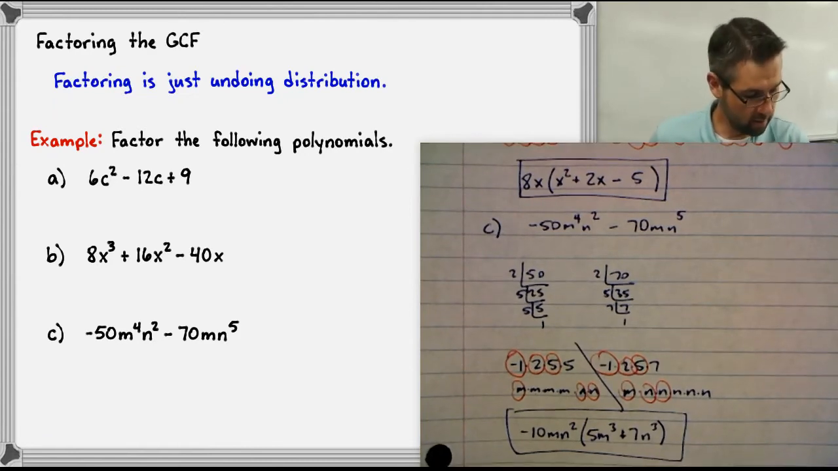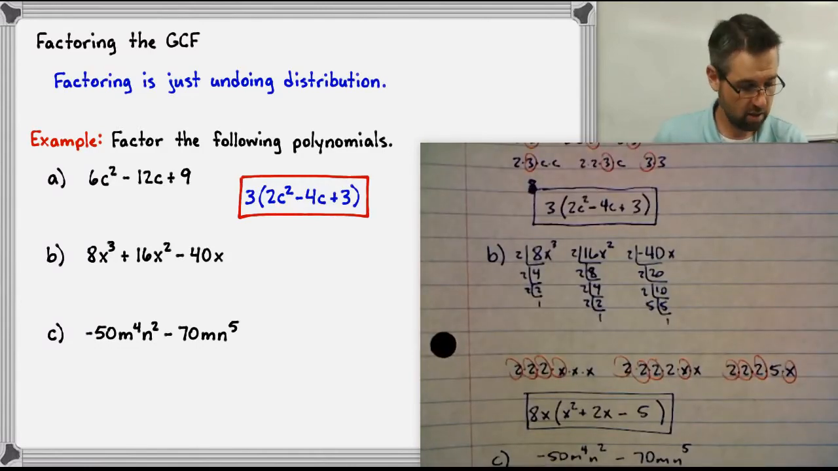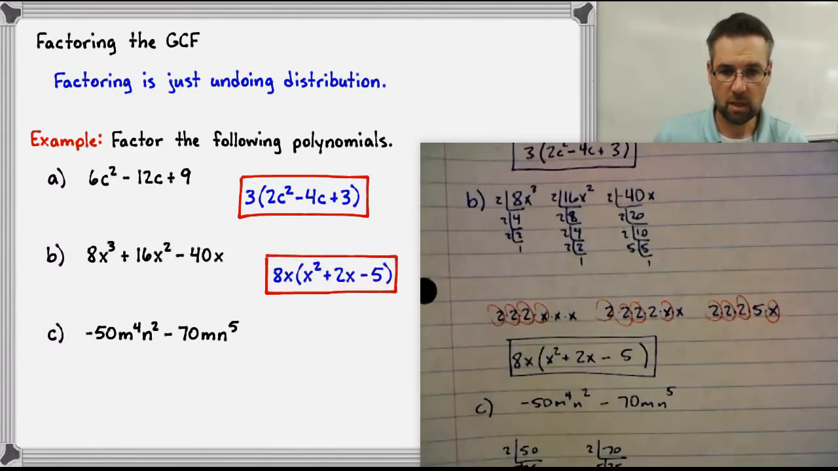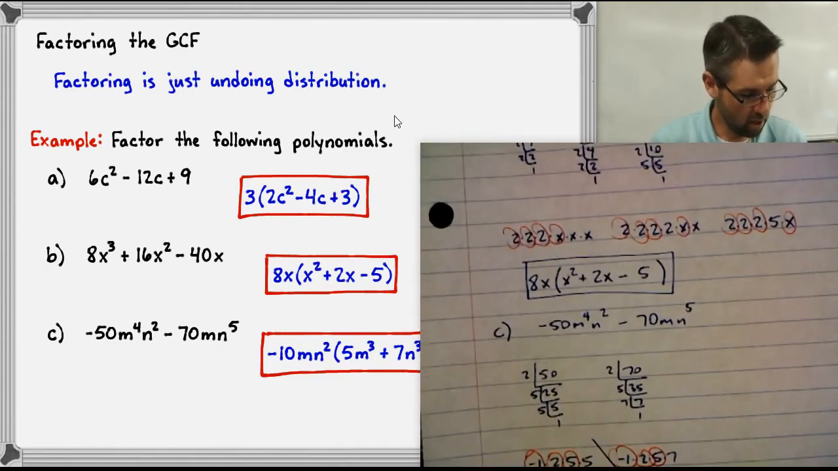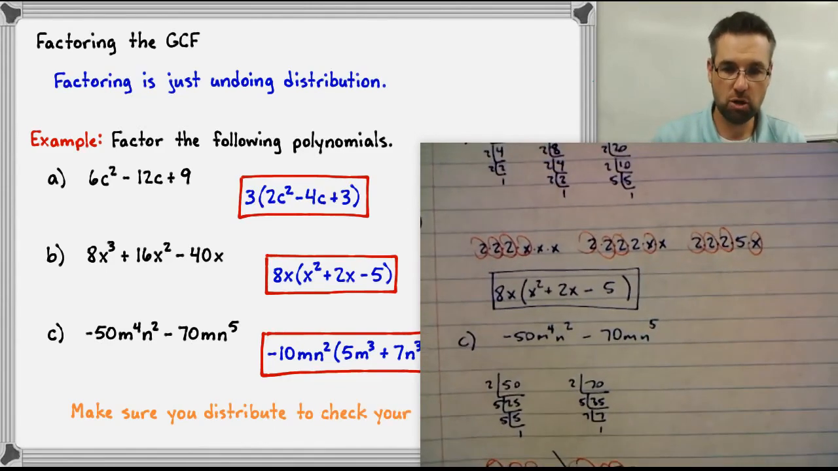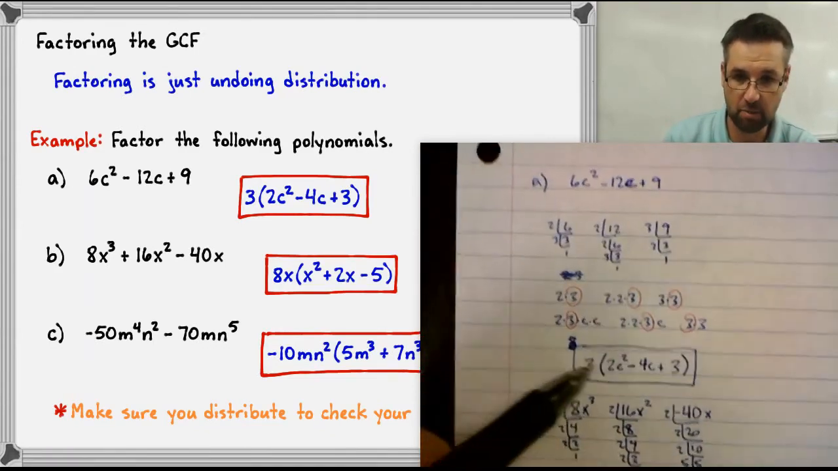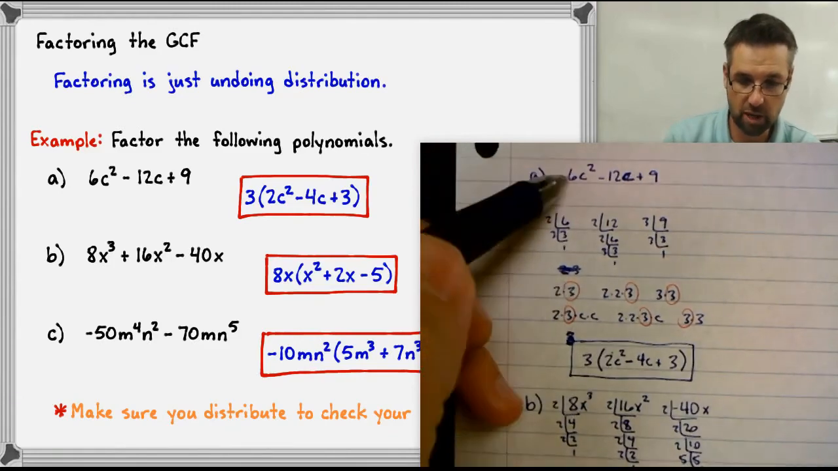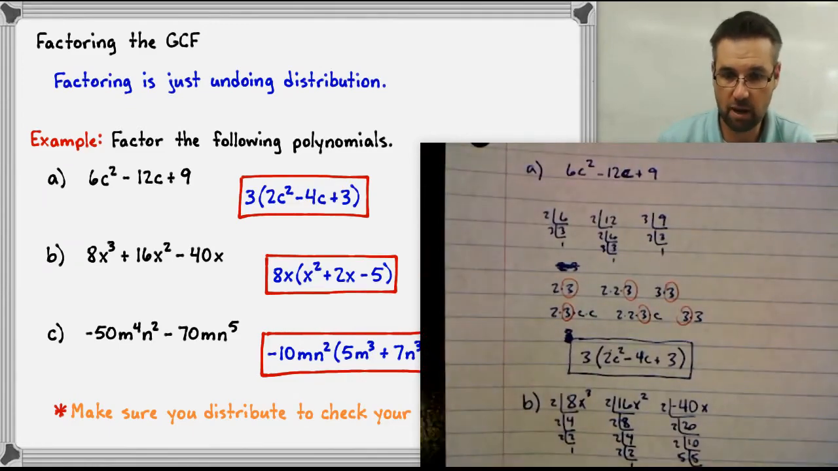Okay? All right. Let's compare those answers to what I got here and make sure we're right. And in fact, that one is correct. And that one is correct. And that one looks correct as well. So that's good. All right, one more slide to go. Oh, by the way, one last thing I want to note. It's a good idea to distribute back in to make sure that you get what you started with. So if I go back up to this example here, if I multiply 3 times 2c squared, I get 6c squared. 3 times negative 4c is negative 12c, and 3 times 3 is 9. So that works out pretty well.